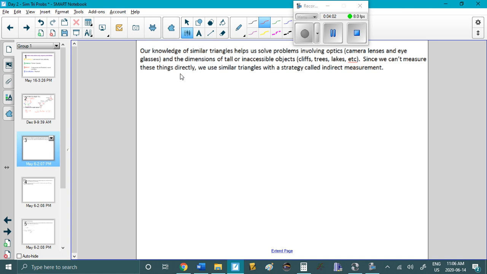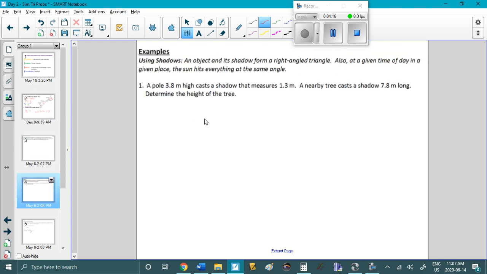But we can't measure those things directly, right? You can't run a tape measure up to the top of the goalpost outside, short of climbing it, which would be very dangerous and definitely not something you should try. So we use indirect measurement. We measure it using mathematical principles without physically measuring it.